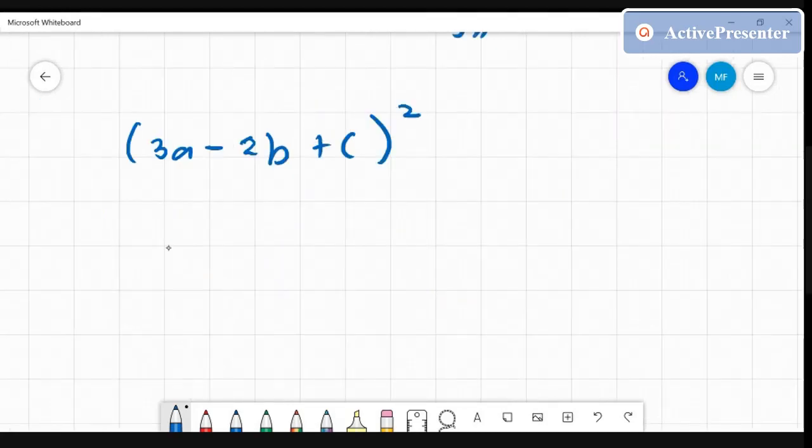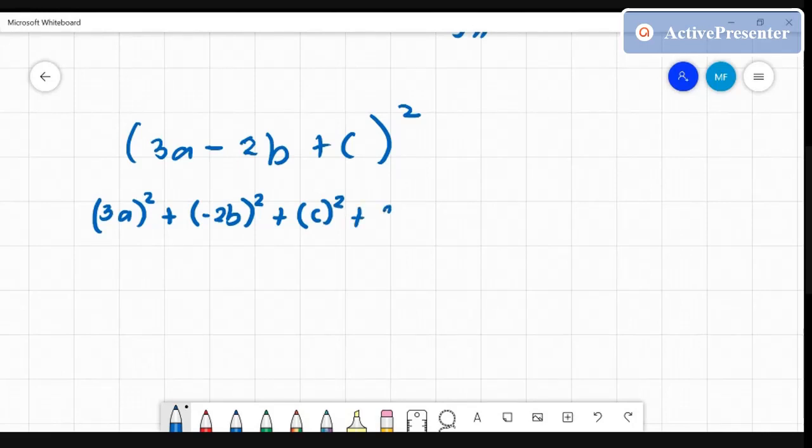For number 5, we have 3a minus 2b plus c squared. So, we have the square of the first term. So, 3a squared, plus the square of the second term, negative 2b squared, plus the square of the third term, c squared.